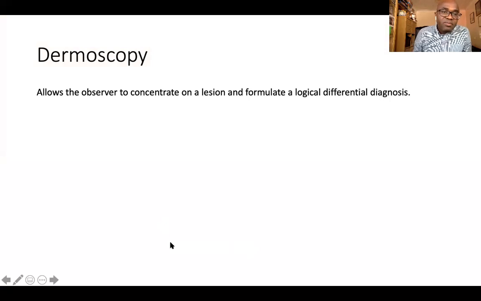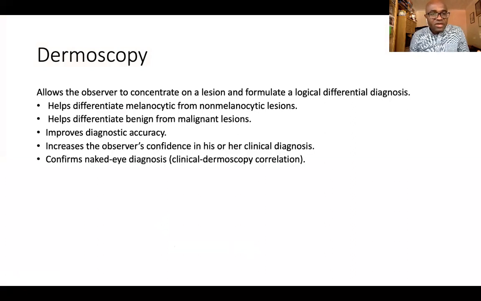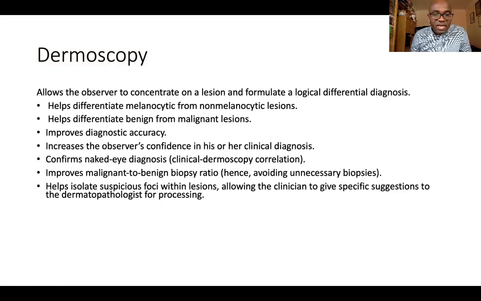So dermoscopy allows the observer to differentiate between melanocytic lesions, benign lesions, and malignant lesions, improves accuracy in diagnosis and confidence in clinical diagnosis, and confirms your naked eye diagnosis, what you think it is. So when you see that something is a seborrheic keratosis, it helps you to make that diagnosis. And then obviously the malignant to benign biopsy ratio is improved, which is quite helpful.